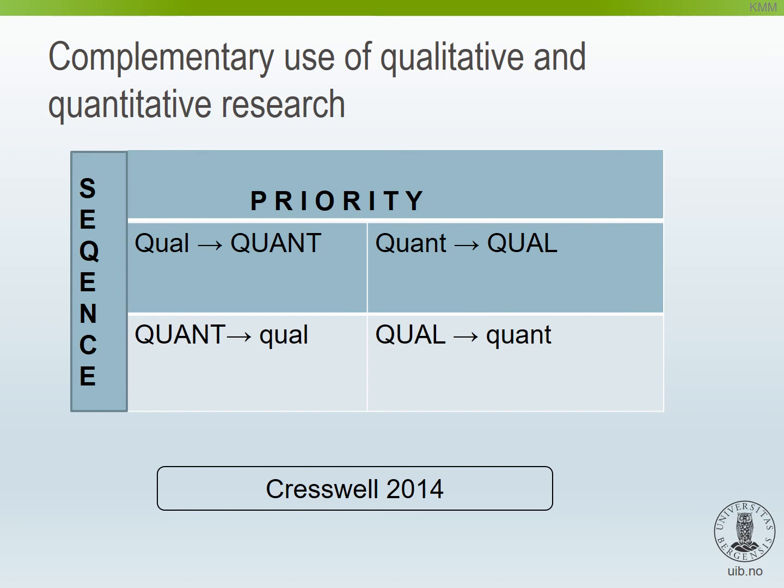Let's go to the lower left square. Quantitative research precedes the qualitative component and counts more. An example would be when you make a survey using a questionnaire and you discover a few issues that you want to look into using in-depth interviews. In the lower right square, qualitative research precedes quantitative and counts more.